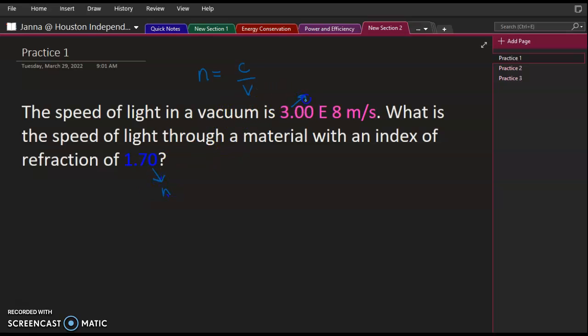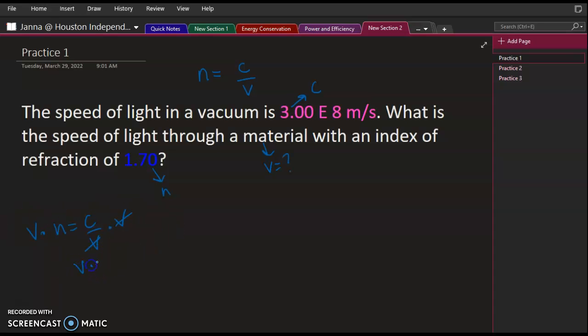It's a unitless number. The speed of light in a vacuum, that's 3e8 meters per second. That's C. And we're looking for the speed of light through a material. This is our unknown V. So we'll rewrite this equation, N equals C over V. The target is V, so you need to multiply on both sides of the equal sign.